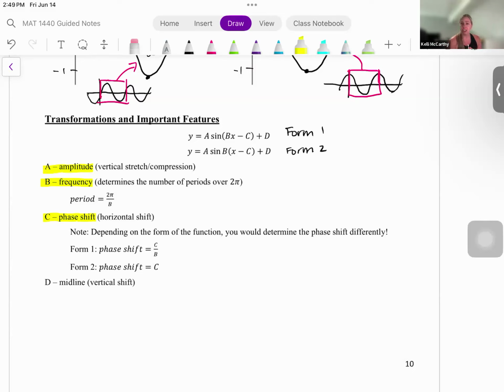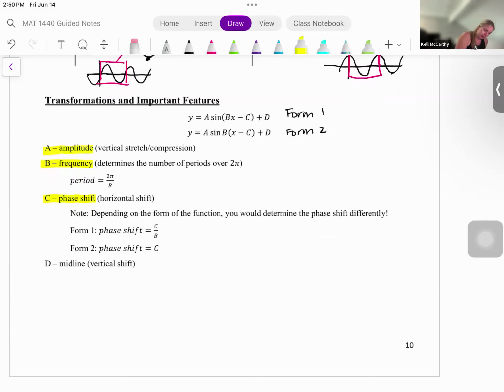Another note about phase shifts, this is simply just a horizontal shift. So if you recall from previous classes, like a college algebra class, with horizontal shifts, the direction of the shift is opposite to the sign. So if we have a minus c over b, that minus sign in the parentheses is indicating a shift to the right. If it was plus c in the parentheses, that plus would indicate a shift to the left. And then D is our midline. That's really just showing a vertical shift.